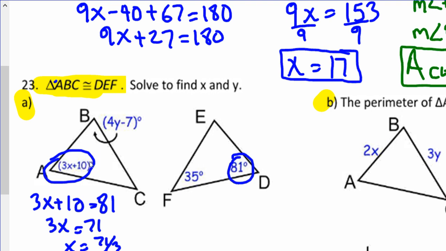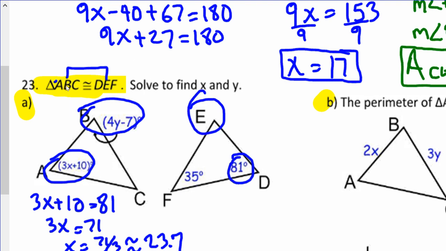So this one is like 23.767, rounding it off. Remember that when you round off to use approximation, so it's about 23.7. Now I have to figure out what y is. Well, B corresponds to E in the triangle in terms of angles. So whatever this measurement is, it's the same as 4y minus 7.